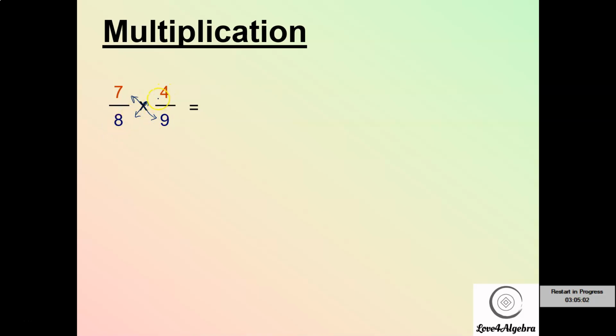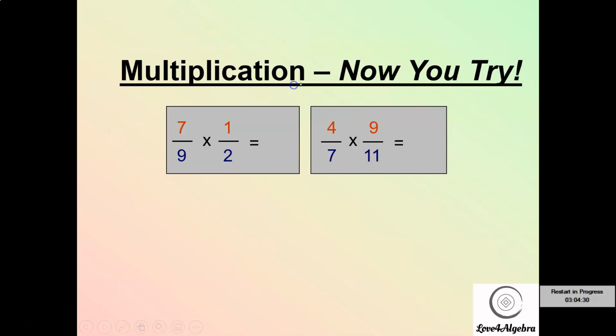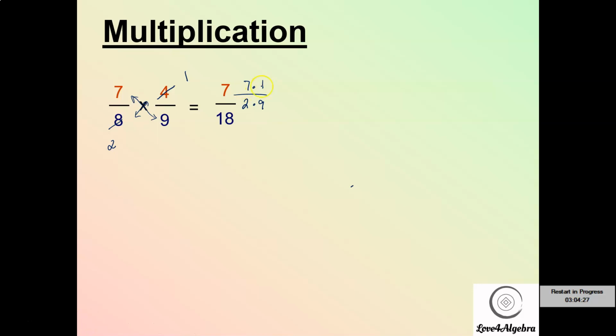Is there a number that is a factor or goes into both 8 and 4? Well, that's 4. 4 goes into 4 once and into 8 twice. There are no common factors between 7 and 9 on this diagonal, so let's just multiply across now. Let's rewrite. Kind of messy here, hold on. So now I have 2 times 9. So 7 times 1 is 7, and 2 times 9 is 18. So I have 7/18. That's reduced, so then we can just move on.